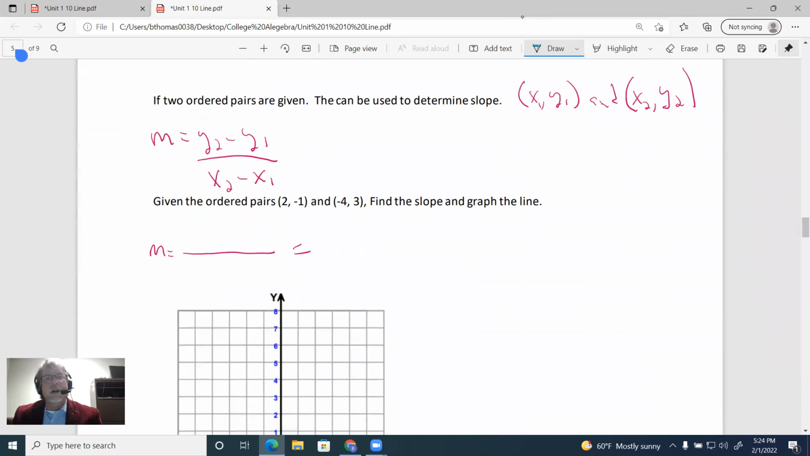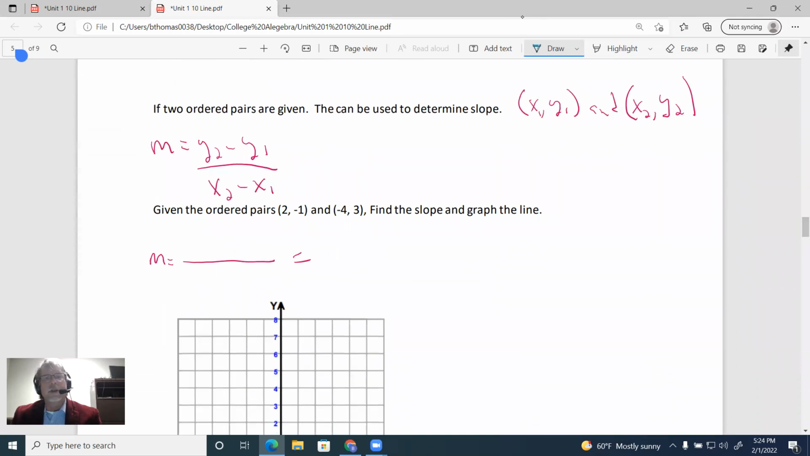Another thing we may have to do in our homework is you may be given 2 ordered pairs. If you're given 2 ordered pairs, we can use what's called the slope formula to determine the slope. So if we have a point 1, (x1, y1), and we have a point 2, (x2, y2), we are allowed to use this formula that says subtract the y values, subtract the x values. So when it comes to this next problem, given the ordered pairs (2, -1) and (-4, 3), I can find the slope and I can also graph the line.